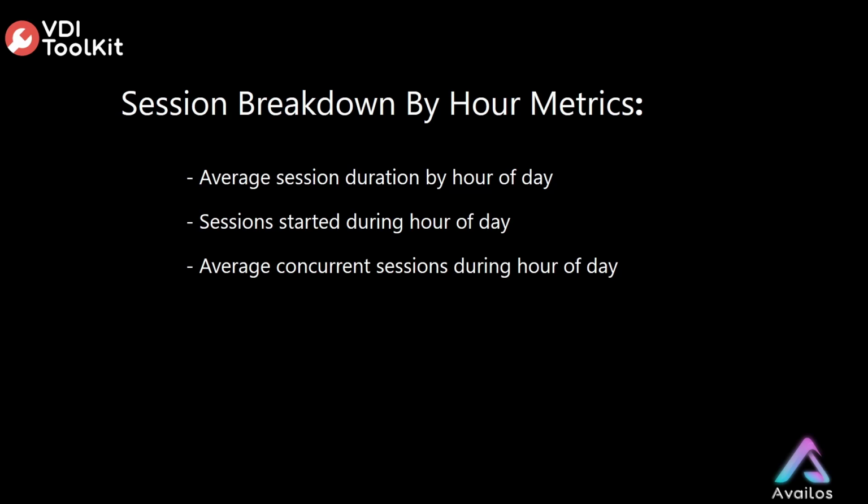The session breakdown by hour metrics provide information on average session duration by hour of day. It also provides sessions started during hour of day, which can be useful when trying to determine a good time to schedule possibly maintenance of the virtual desktop environment, or when possibly trying to schedule activities such as backups and whatnot. Lastly, it provides average concurrent sessions during hour of day, which can be helpful in determining when most infrastructure resources are needed during the day.